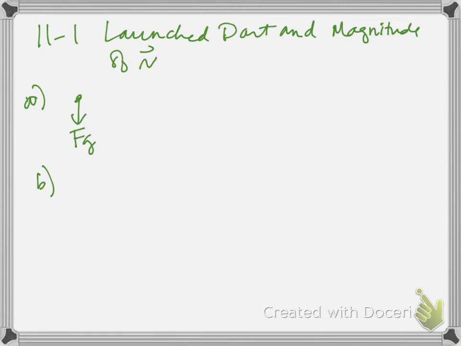Now we're on to the paragraph, okay? So what's it going to say? From the instant the dart is launched until it reaches the highest point in its trajectory, the magnitude of the dart's velocity decreases. Okay, and that's true. In a clear, coherent, paragraph-like response, explain the following. Why the magnitude of the dart's velocity decreases until the dart reaches its highest point, and why the magnitude of the dart's velocity does not decrease to zero.